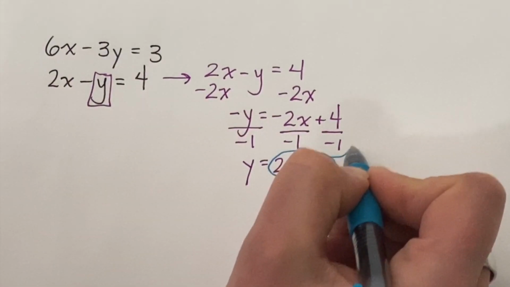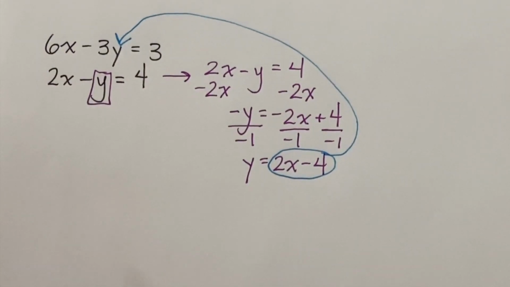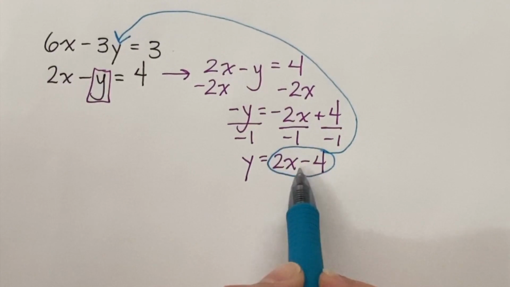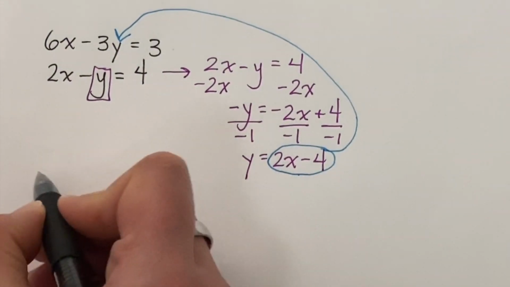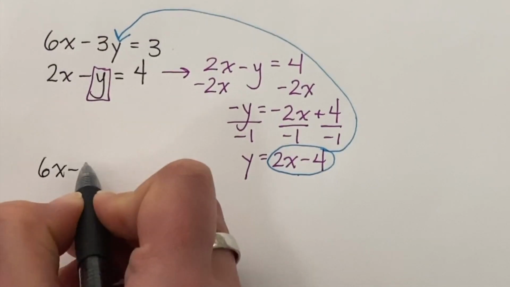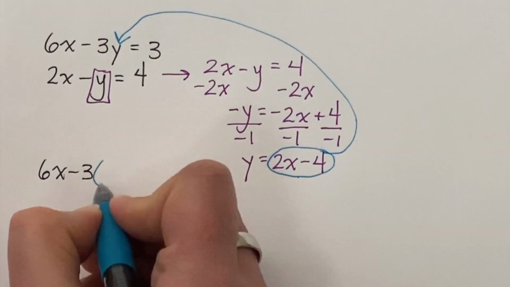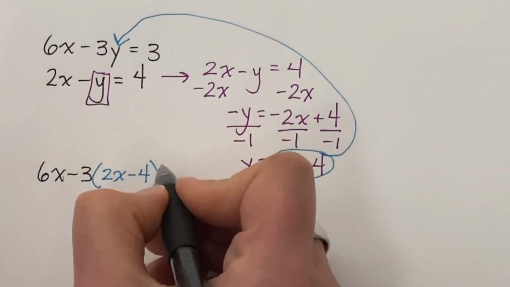So I need to plug that into the top equation where y is. When I rewrite the top equation, instead of writing a y, I'm going to write its equivalent expression. So for the top equation, I'm going to write 6x minus 3 times my y value now of 2x minus 4 is equal to 3.